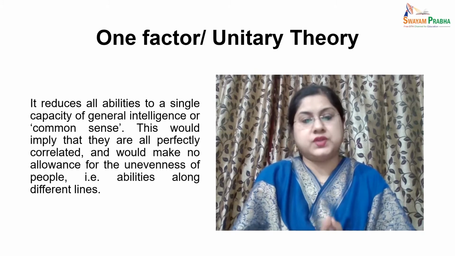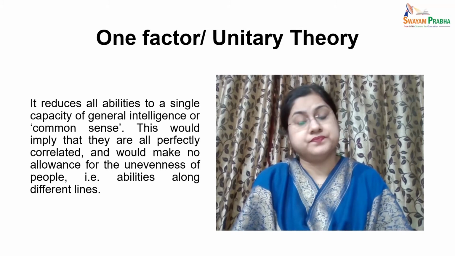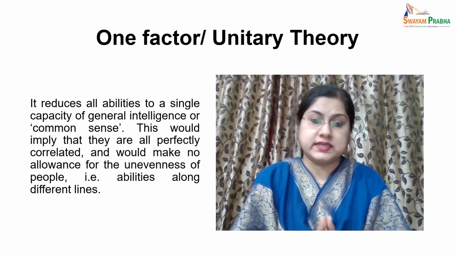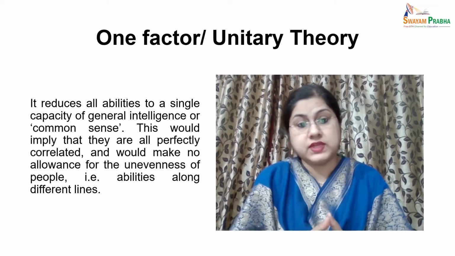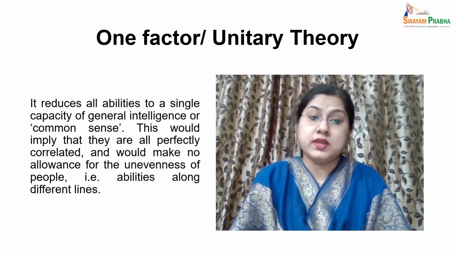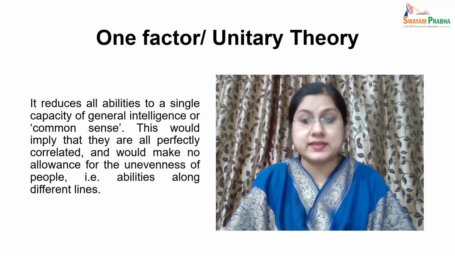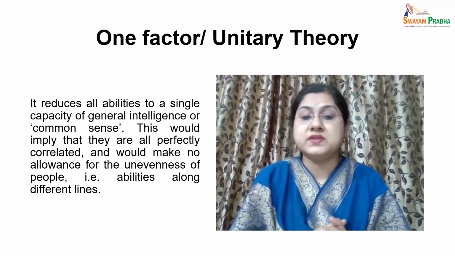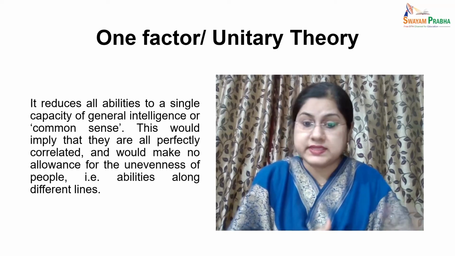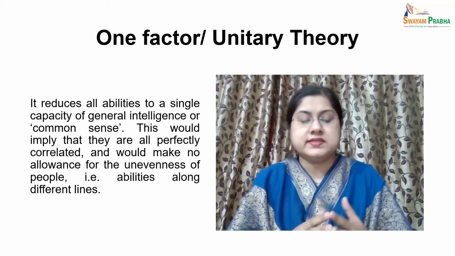The first theory which we are going to discuss here is the one factor or unifactor theory. It reduces all abilities to a single capacity of general intelligence or common sense. This would imply that they are all perfectly correlated and would make no allowance for the unevenness of people, that is, the abilities along different lines. Since it goes against the common observation that an individual does possess different levels of different abilities and does not shine equally in all directions, it has no ground to stand and it stands rejected.